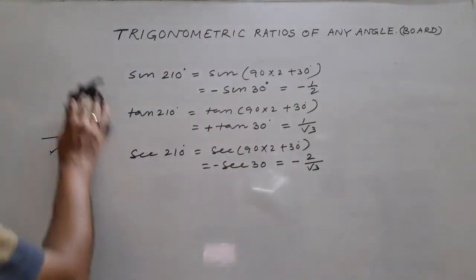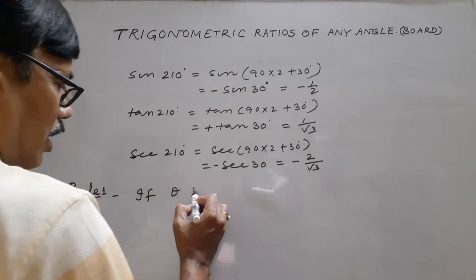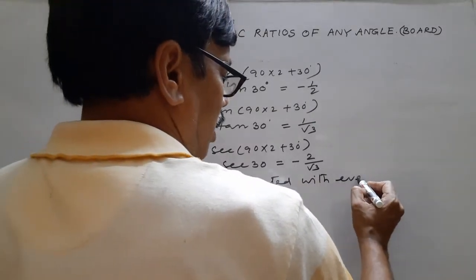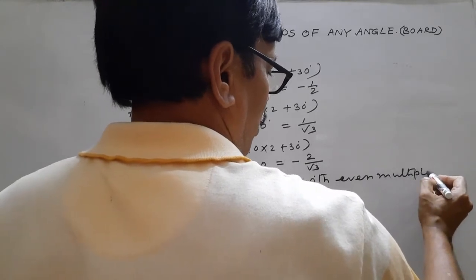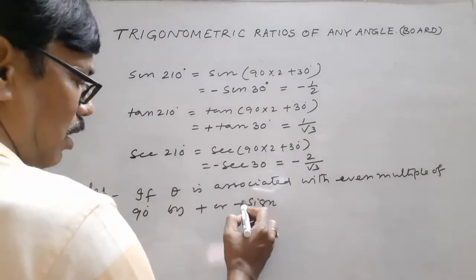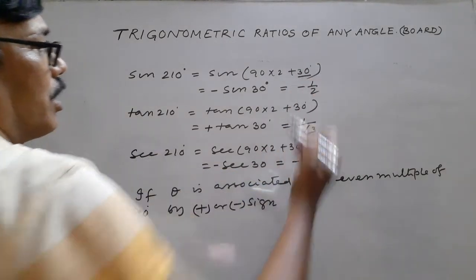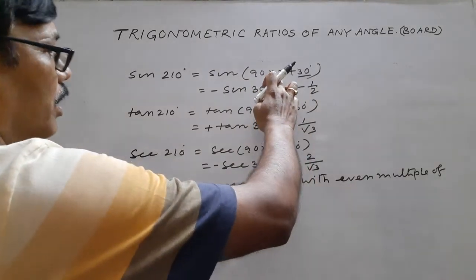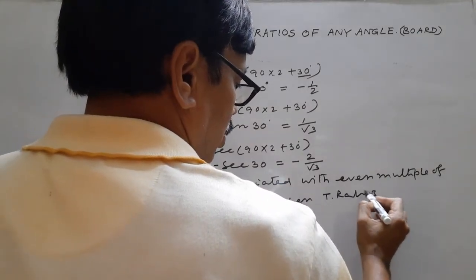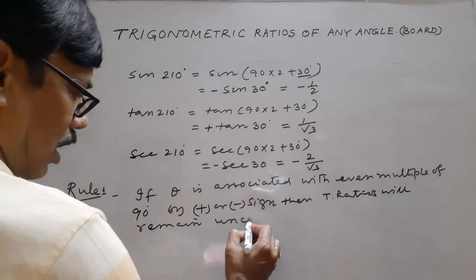So what is our rule? Rule 1. If theta is associated with an even multiple of 90 by plus or minus sign, this is theta, then the T ratios, trigonometric ratios, will remain unchanged.